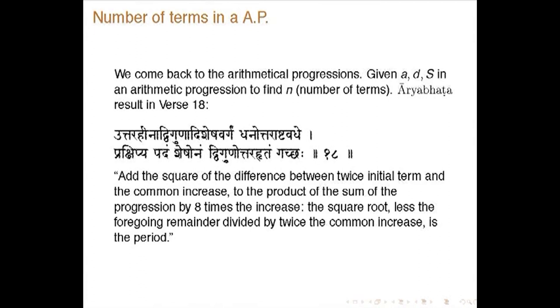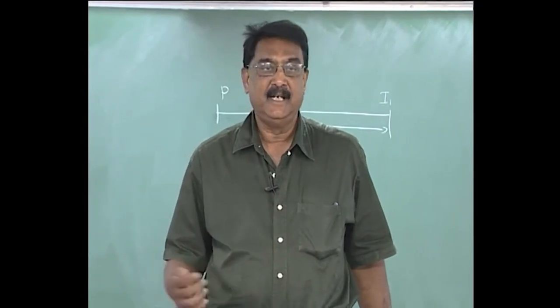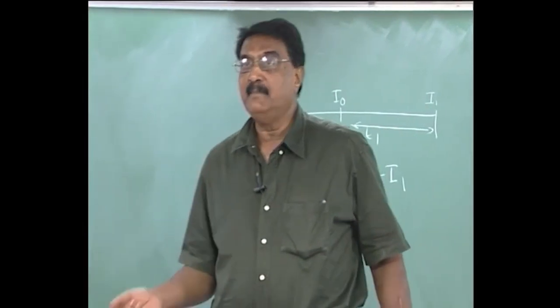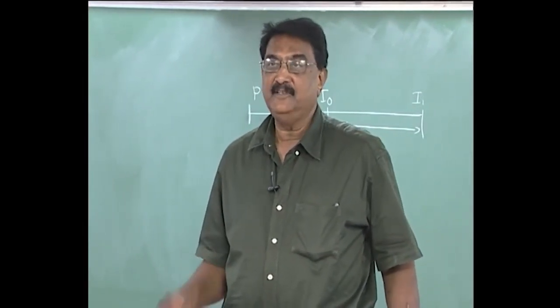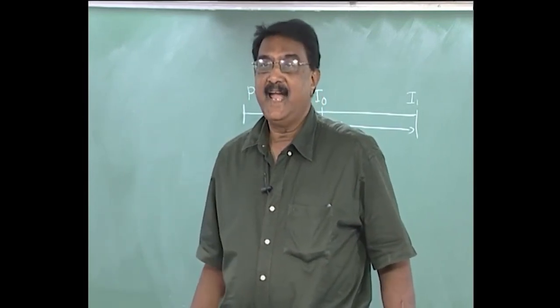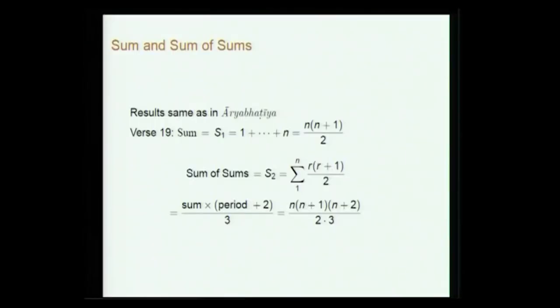Again, suppose you do the sum, then you take the sum of sums. The first sum is the sum of the first n integers, 1 plus n, so it is n into n plus 1 by 2. For the sum of sums, you take r into r plus 1 by 2, that you sum from 1 to n, and that is given by sum into period plus 2, where period, you remember, is n. So sum itself is n into n plus 1 by 2. So this sum is n into n plus 1 into n plus 2 divided by 2 into 3.